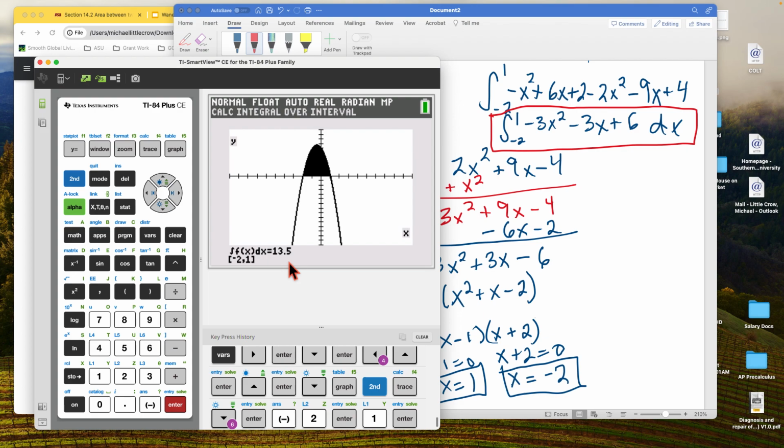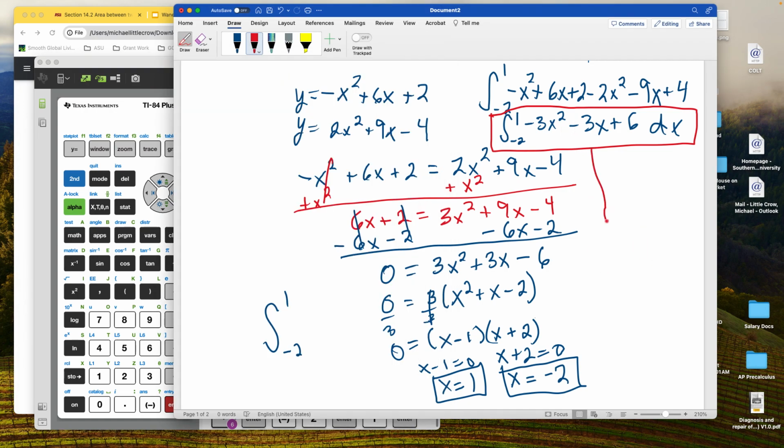Okay. And again, what we would do here, we would now integrate this. So the 2, we'd add 1. So that would be, if you're integrating by hand, that's going to be negative 3x to the third divided by 3, right? This is negative x to the first, so it's going to be negative 3x squared divided by 2. And then 6 becomes plus 6x. And then we integrate that from -2 to 1, plug in 1, and then plug in -2 and subtract those two, we should get 13.5.